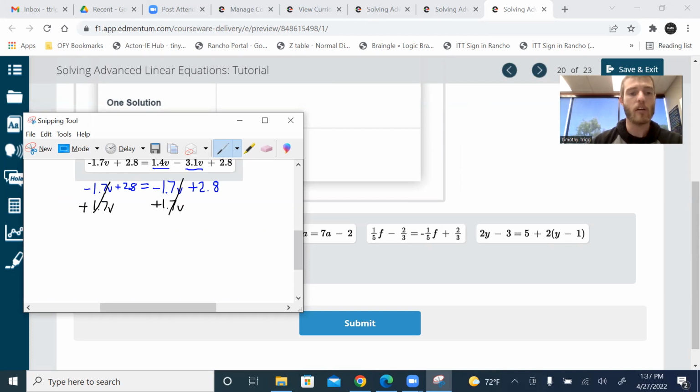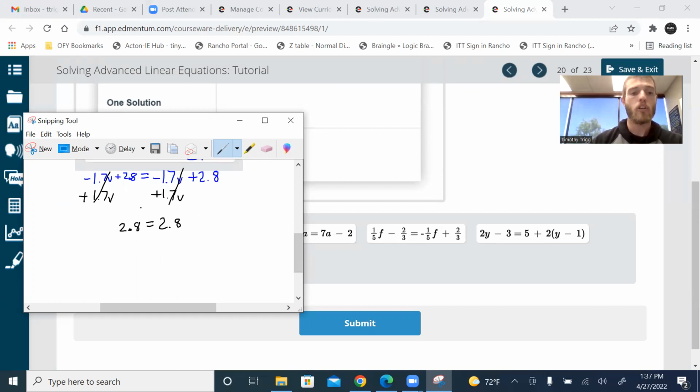Well, notice it cancels here as well, right? Because those are opposites. They just cancel each other here and here. I'm left with 2.8 equals, and then I just have 2.8. Okay, well, where did v go? Well, notice there's no v in my equation anymore. I'm just left with a plain statement of constant equals itself. Well, is this true? Is this true? Or is it false?